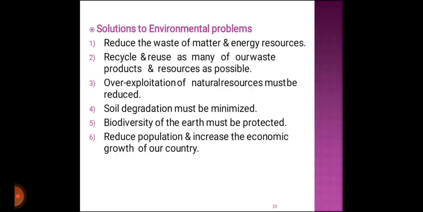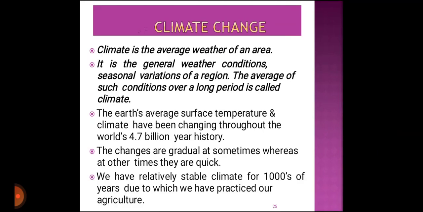Okay, now we are going to the next topic, that means climate change. What is climate? Climate is the average weather condition of the earth or the average weather condition of an area. The average weather is maintained by natural processes. It is the general weather conditions and seasonal variations of the region. The average of such conditions over a long period is called the climate. There are four seasons in our India: the winter season, rainy season, summer season, and autumn season. These are the four types of weather conditions in our country.